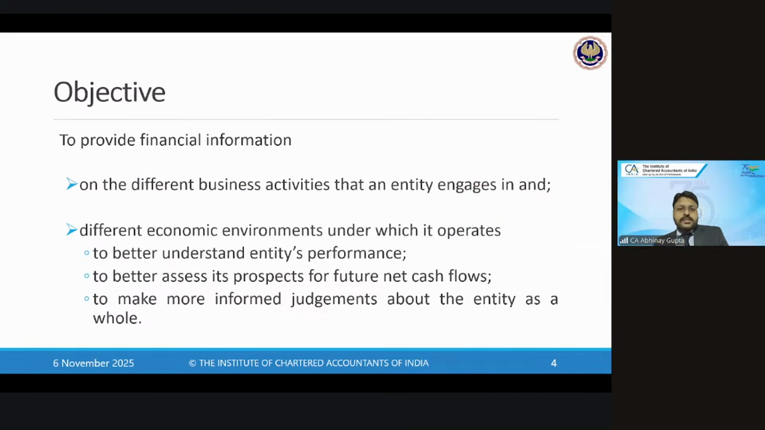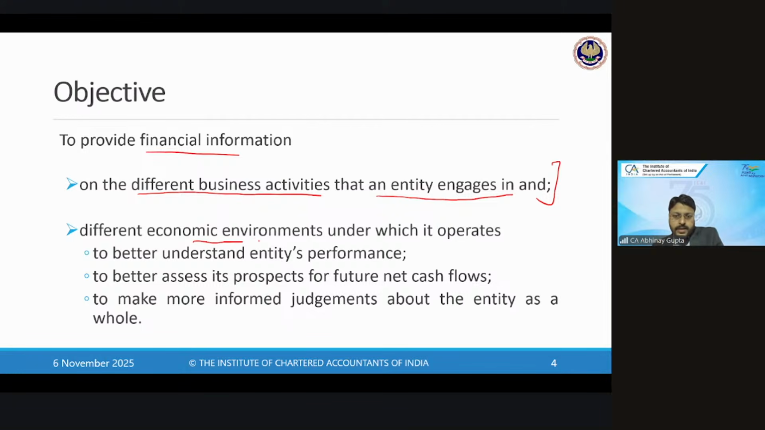Now, the objective is to provide financial information on the different business activities that an entity engages in, right? Whatever the crucial business activities the company is doing, all those could be identified as an operating segment. If they meet certain thresholds and become eligible as a reportable operating segment, then they will be reported. Otherwise, those will be clubbed in other segments, right? Because at the end of the day, the reportable operating segments plus the others should tally with the overall P&L. So that reconciliation has to be there, right?